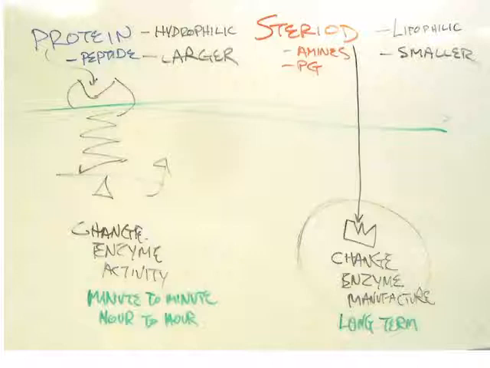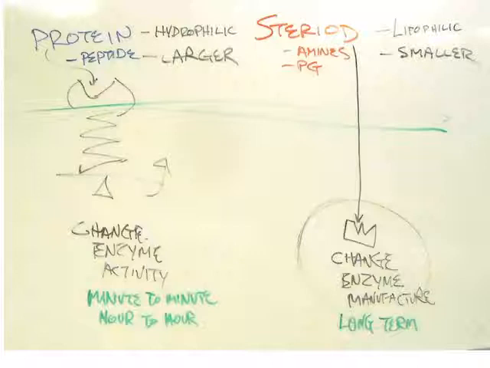So protein, peptide hormones generally are larger than your average steroid. Protein hormones are hydrophilic, so they can't cross membranes without help or a carrier. Steroids, we're looking at amines. Prostaglandins would also sort of fit in this category because they're fat soluble, lipophilic. They are a lot smaller, and their job is to affect a change on the inside of the cell. Protein has a receptor on the outside of the cell. The tail of that receptor usually reaches inside to affect some sort of change.